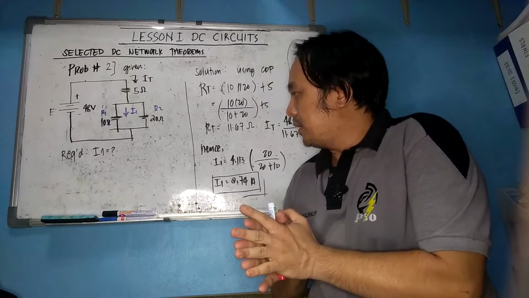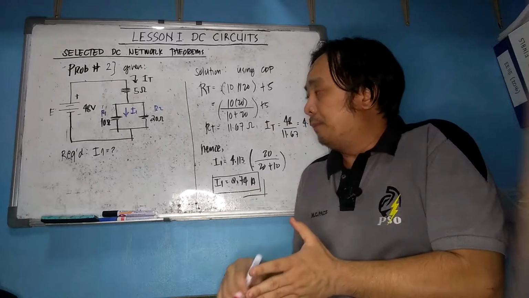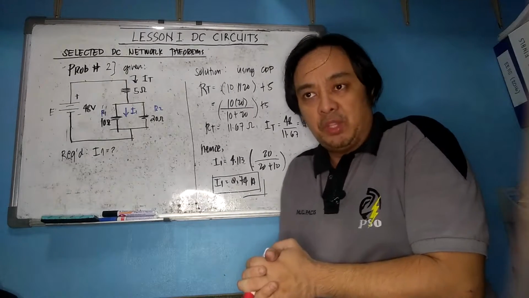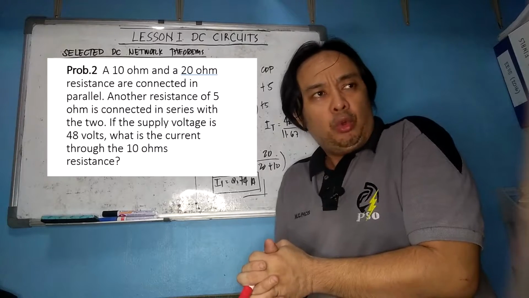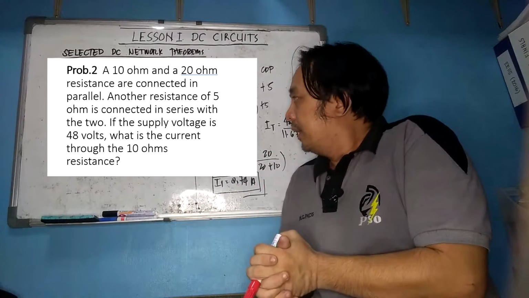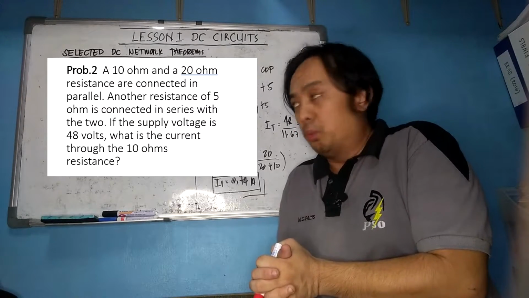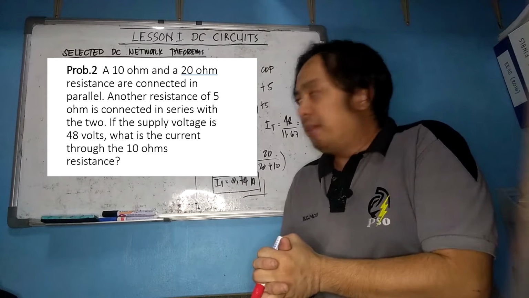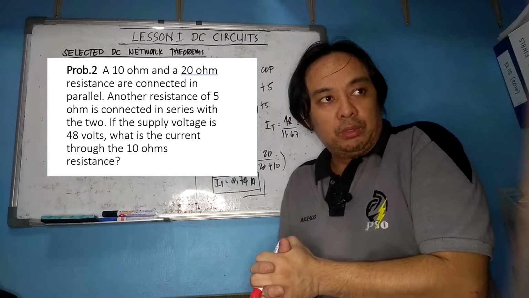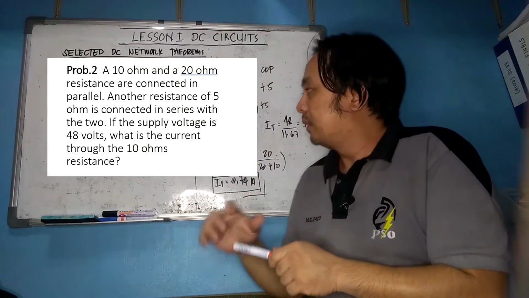Now we will discuss our next problem, which is problem number 2. So we need to read this problem here. A 10 ohm and a 20 ohm resistance are connected in parallel, and another resistance of 5 ohms is connected in series with the two. If the supply voltage is 48 volts, what is the current that is flowing at the 10 ohm resistance?